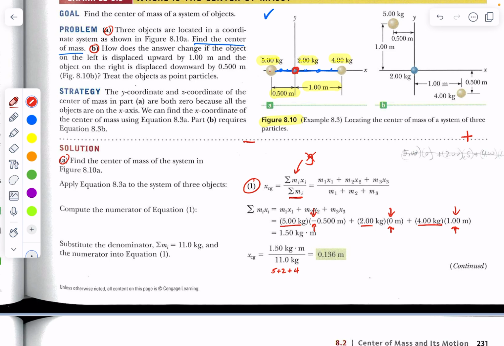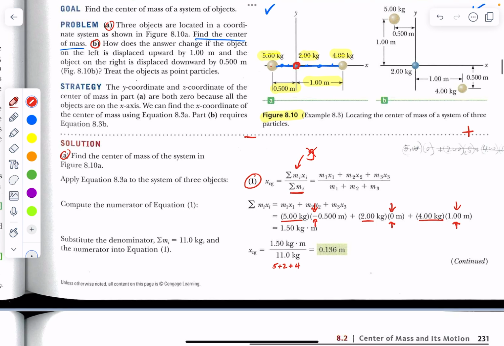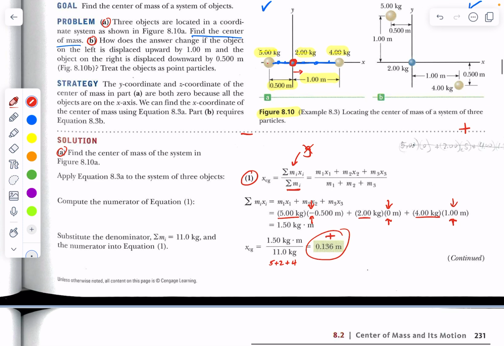Now, all we have to do is do the math, and we find that we have a positive 0.136 meters. Since our reference point was the 2 kilogram mass, we're going to go in this direction, 0.136 meters, which is probably going to put us somewhere right about here as our center of mass.